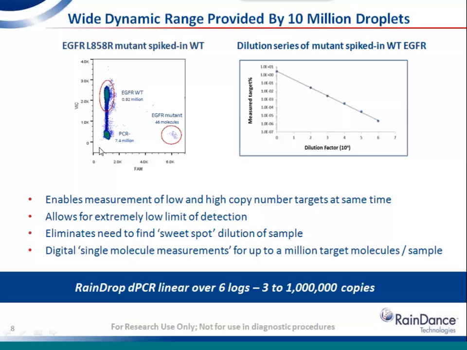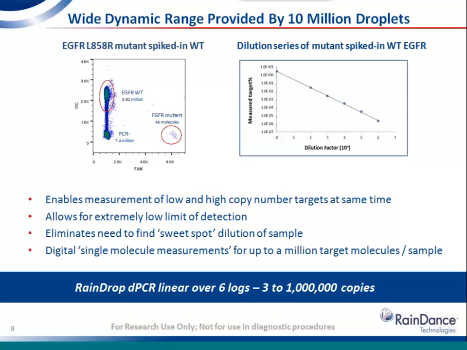The data from one well is shown here, and what you can see is there are 7.4 million PCR negative droplets. These are the empty droplets that enable the other droplets to contain single molecules. There are droplets that contain single molecules of the wild type. There are about 920,000 single molecules of wild type. And at the same time, we can count independently, there are 46 droplets containing the mutant molecule. So you can see both low copy number and high copy number at the same time in the same sample.